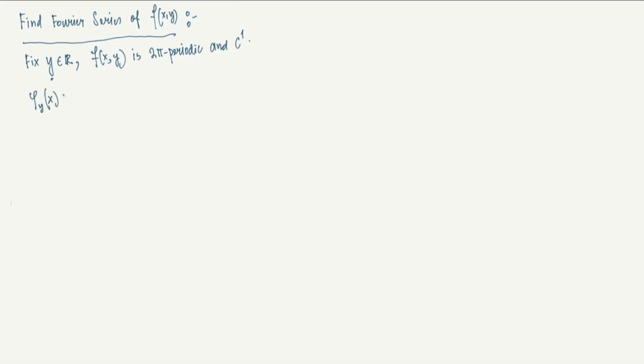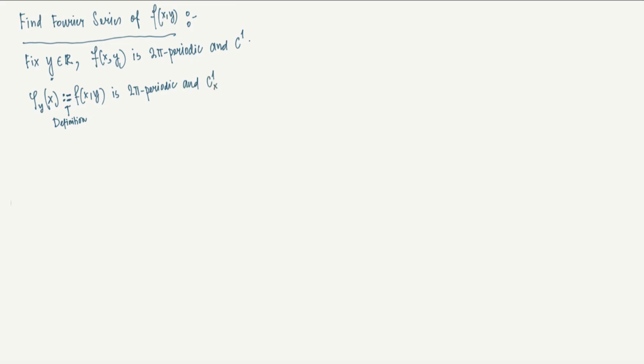We can define it like this, which is f of x,y. So this function is just a function of x. This is how we write. This is the definition, okay. This means definition. So now this function is again 2 pi periodic with respect to x. You can easily see that if you look at the definition. And of course, again, it is C1 with respect to x.